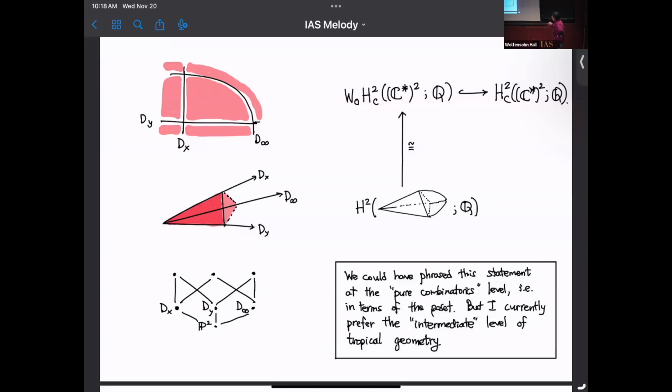Yeah, okay. So the fact that there's non-trivial cohomology in degree 2 implies, if you accept the previous slide, that we've found an interesting class in the compactly supported cohomology of the torus, and it lies in the weight zero subspace. So this theorem I phrased as a theorem relating the second level, the tropical level, and the top level, the algebro-geometric level. I could have phrased this statement at the pure combinatorics level involving just this poset. And yeah, one can certainly do this. But for the reasons I mentioned, I currently prefer the intermediate level of tropical geometry. For example, so that if one is very careful, one can profit from interesting forms.